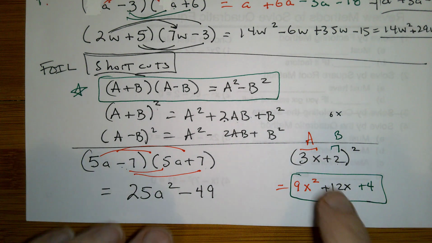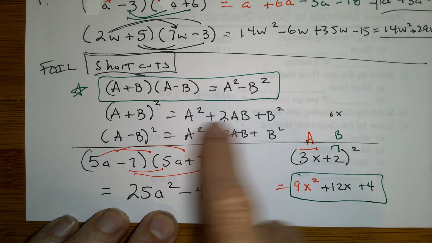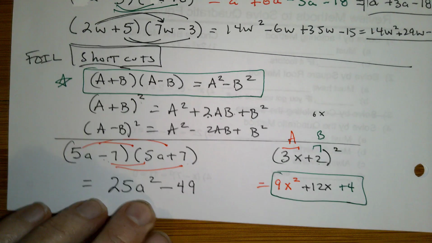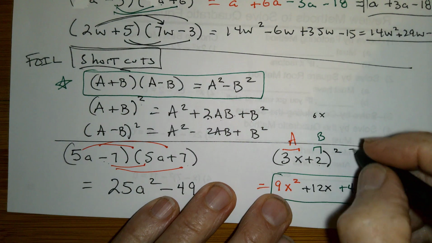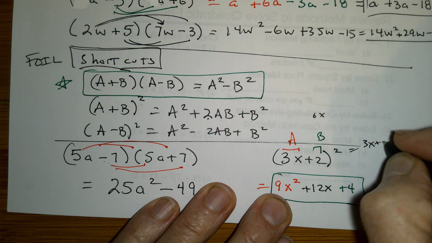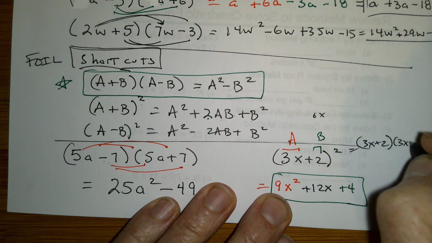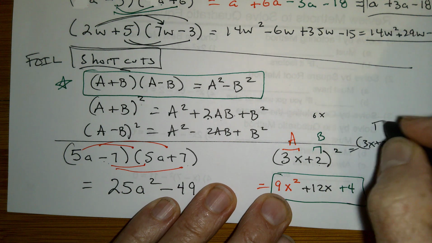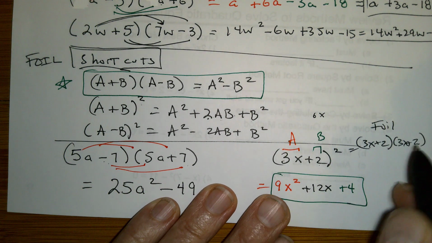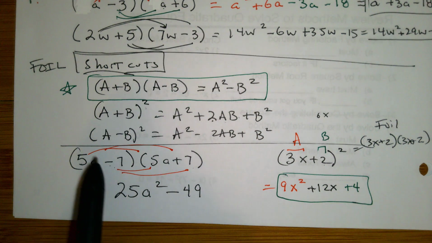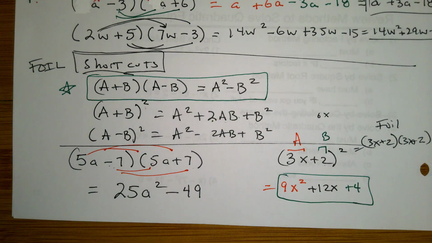It does require remembering the formula. If you don't remember that formula, then you got to do it the long way and FOIL. 3x plus 2, 3x plus 2, and FOIL. I don't mind if you have to FOIL those. But if you learn the formulas, it will save you time.